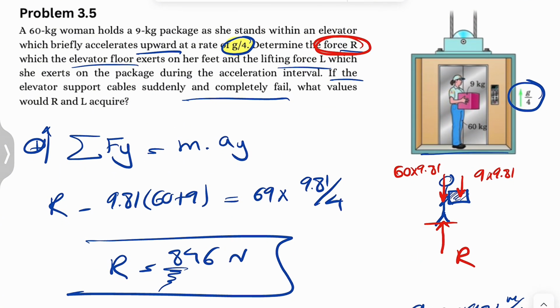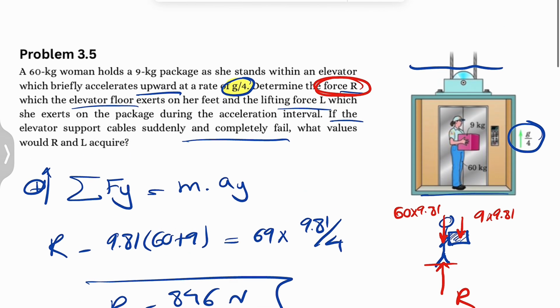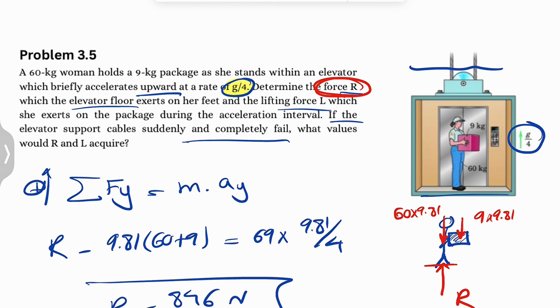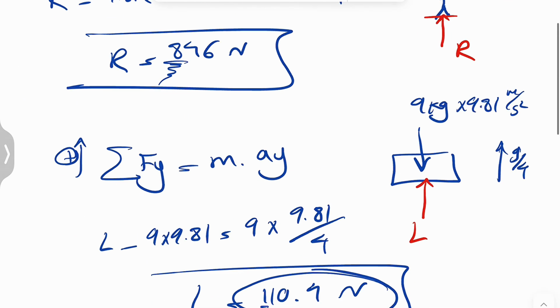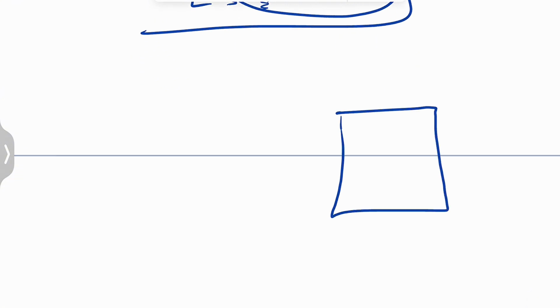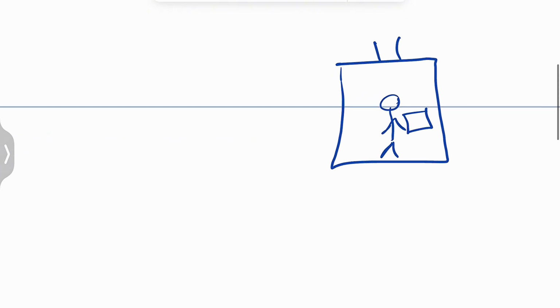And the last part of the question is telling us that there is no force in the cable. So basically, the elevator is alone, and we need to find the forces R and L. So when the elevator is not attached to anything, we're going to have the woman in here holding the box. The only forces that we have in here are going to be the weights, and obviously the weight of the elevator is way more than the person. So the elevator is going to go down way faster than the person.